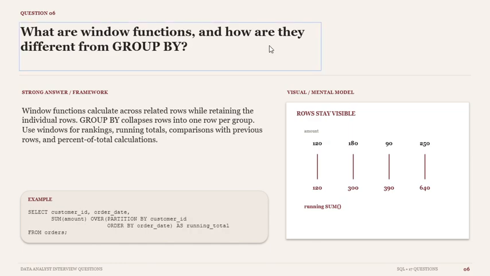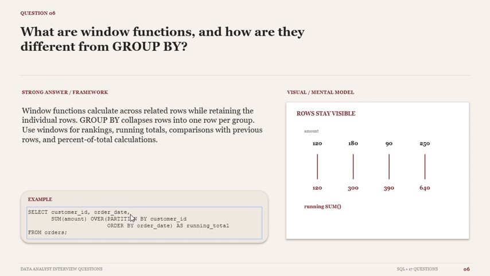Now what are Windows functions and how are they different from group by? In group by, there is one group created, that is, if there are multiple rows, there is one group created for that, unlike Windows functions. In Windows functions, it will retain all the rows that are there.